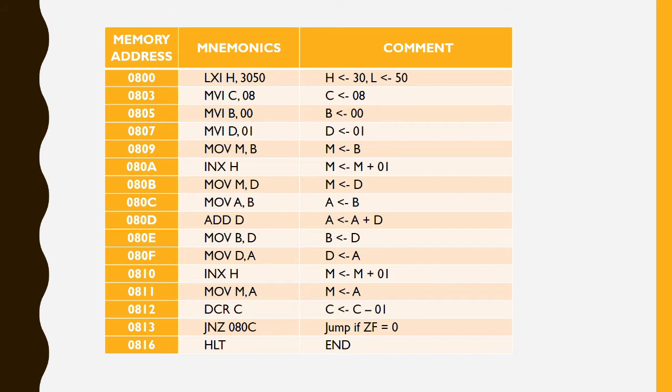The program is quite easy. Here we are using the HL register pair as a pointer to the memory. So we are storing the value 3050 into the HL register pair. That is why we are using the command LXI H, 3050. Next, we want to save the Fibonacci series in 8 consecutive memory locations. For that we are using the counter MVI C, 08.